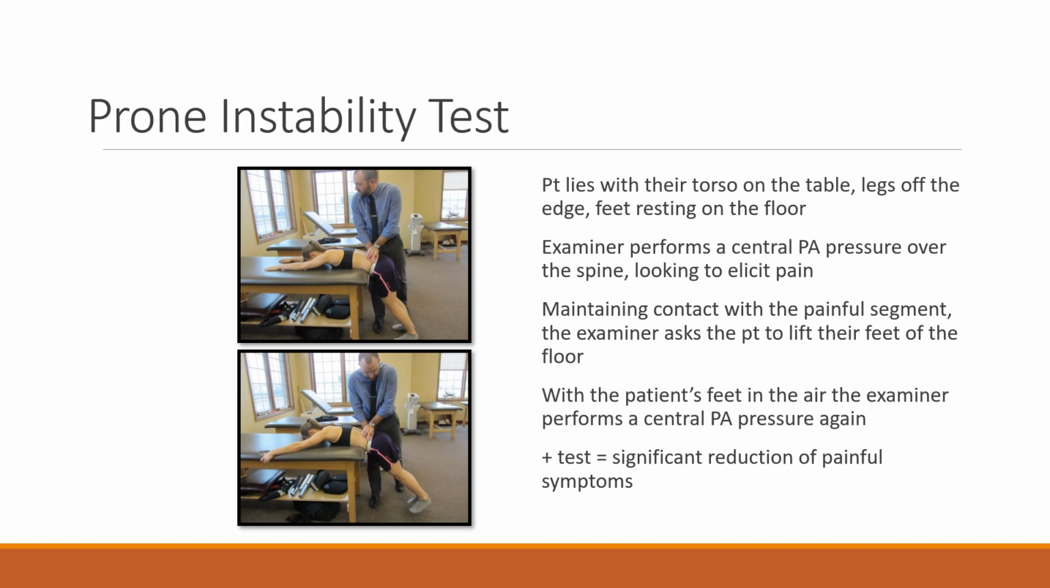Once they find that most painful segment with those central PA pressures, they're then going to ask the individual to lift their feet off of the floor. We see that in the bottom image. The individual has just lifted their feet off the floor, just enough to engage the lumbar spine musculature, and you'll notice that they're hanging onto the table in that bottom image. Then the examiner will perform those central posterior to anterior pressures again over that segment that they found to be most provocative or most painful.